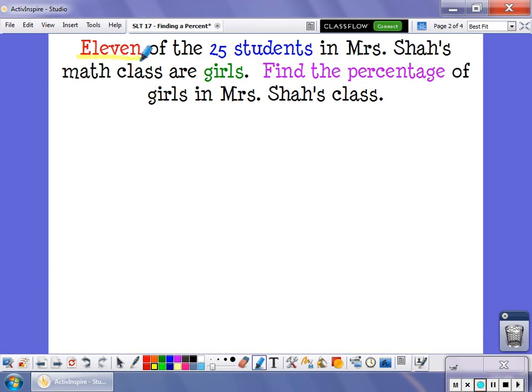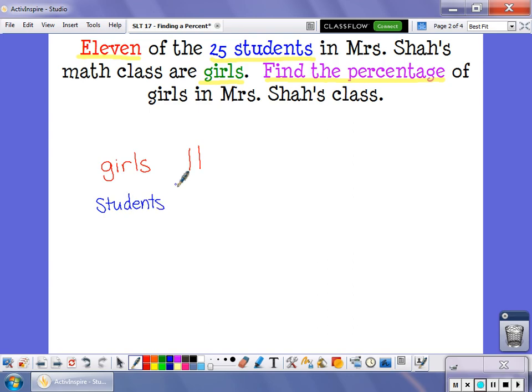11 of the 25 students in Mrs. Shaw's math class are girls. Find the percentage of girls in Mrs. Shaw's math class. Well, the first thing we want to do is look at the fraction we're given to start with. We know there are 11 girls out of 25 students.